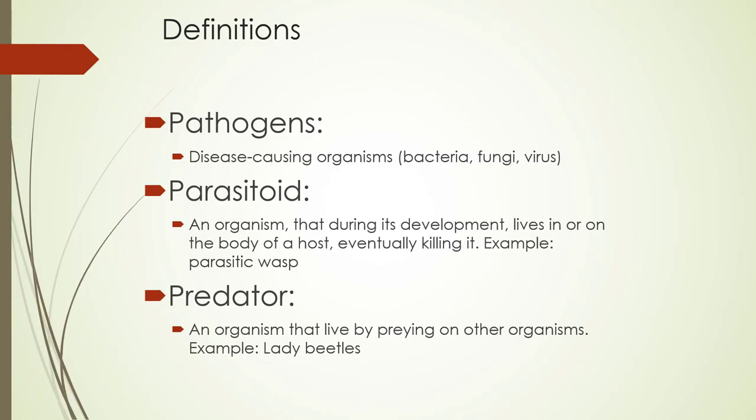Pathogens are disease-causing organisms. These are bacteria, fungi, virus, nematodes would be in there too. A parasitoid is an organism that during its development lives in or on the body of a host, eventually killing it. Parasites don't want to kill their prey. They want that thing to stay alive so they can continue to live off of it. So in this case, an example would be a parasitic wasp. A predator is an organism that lives by preying on other organisms. An example would be lady beetles. That's our classic predator.